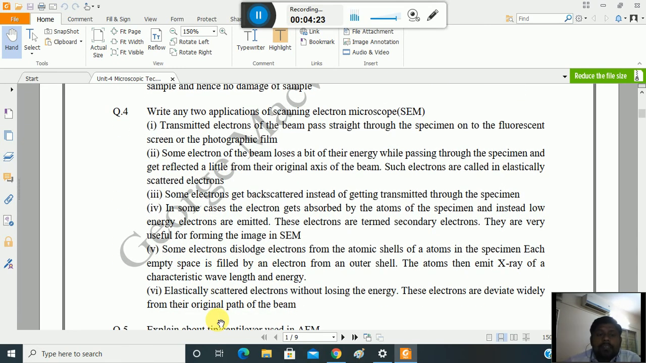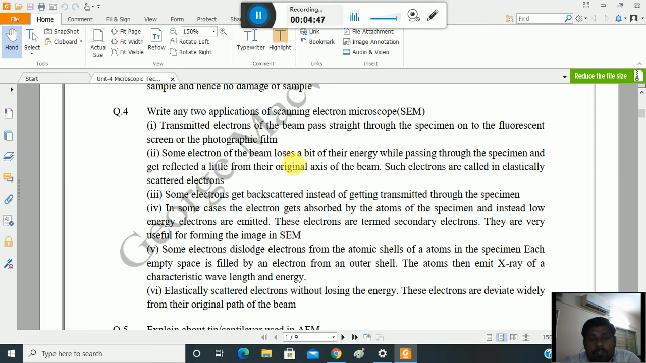A new point: the applications of scanning electron microscopy. In exams, write any 2 applications of scanning electron microscopy. I will discuss more applications here, and you can memorize them. Transmitted electrons of the beam pass straight through the specimen onto the fluorescent screen or photographic film. That is the first application.